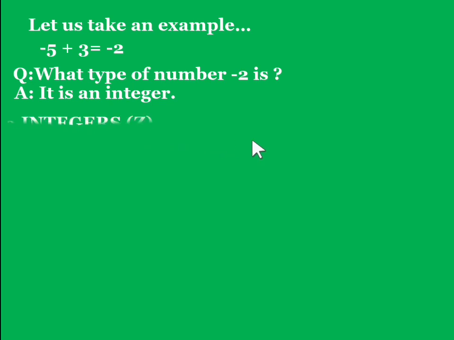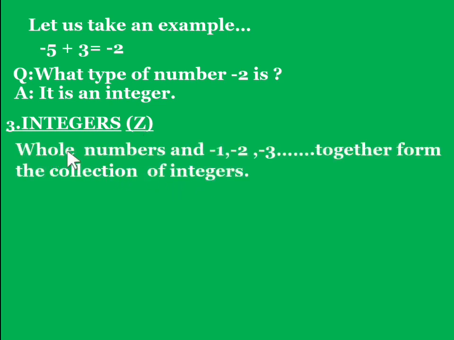So let's see what are integers. Integers are denoted by capital Z. Whole numbers and -1, -2, -3 together form the collection of integers. So whole numbers including negative numbers will form the collection of integers.